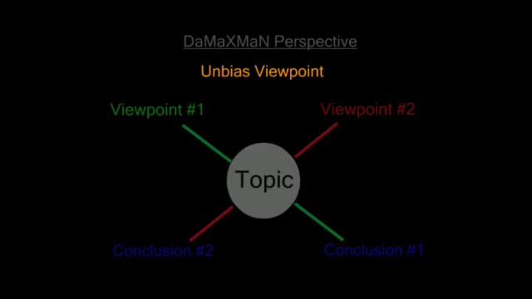Now, what the unbiased viewpoint does is it analyzes the viewpoint of person number one and the viewpoint of person number two and draws the most logical conclusion based on the viewpoints of both, trying to prohibit themselves from applying their own bias concepts to their conclusion. So now we have the self-proclaimed unbiased conclusion. Now it's important to note at this point that none of these conclusions are right or wrong. They're just three different conclusions.